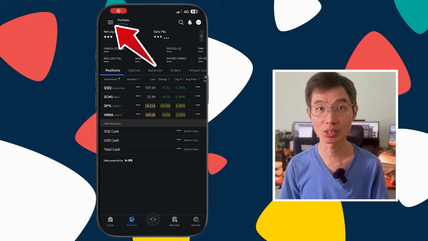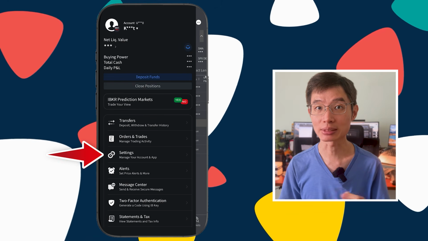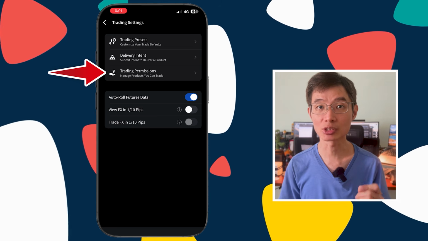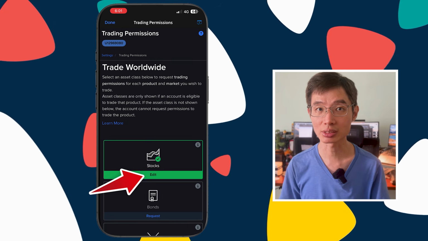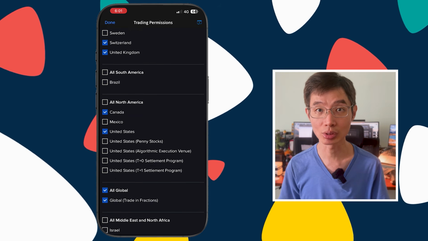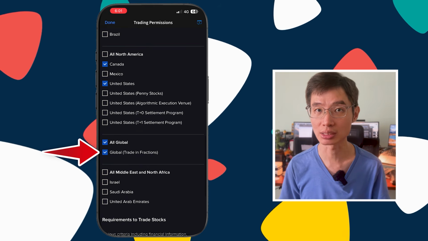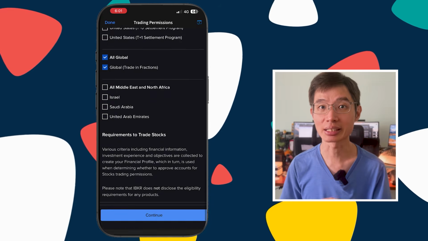Oh yeah, in order for DRIP to work, you also need to enable fractional shares. To do that, head over to the settings menu again, tap Settings, Trading Settings, and tap Trading Permission. Tap on Stocks and scroll all the way down till you see Global Trade in Fractions. Make sure it is enabled and hit save. Then the next time you receive a dividend, IBKR will automatically reinvest for you on the next trading day.